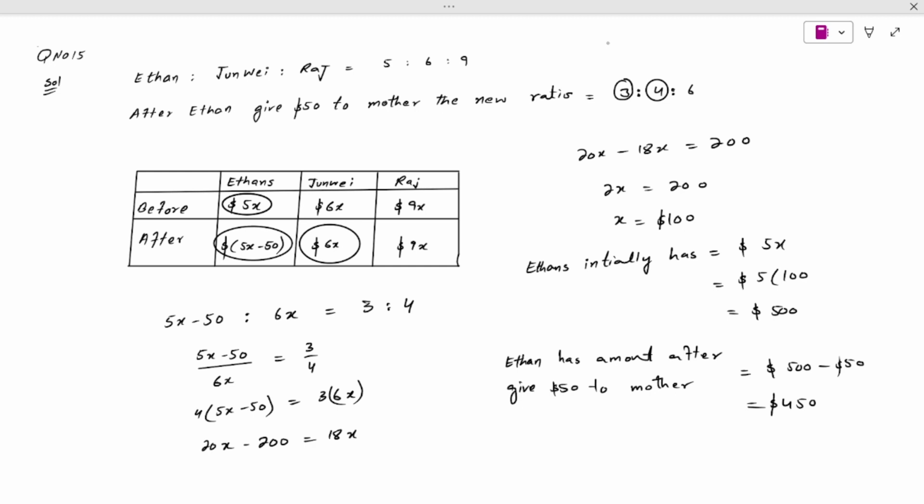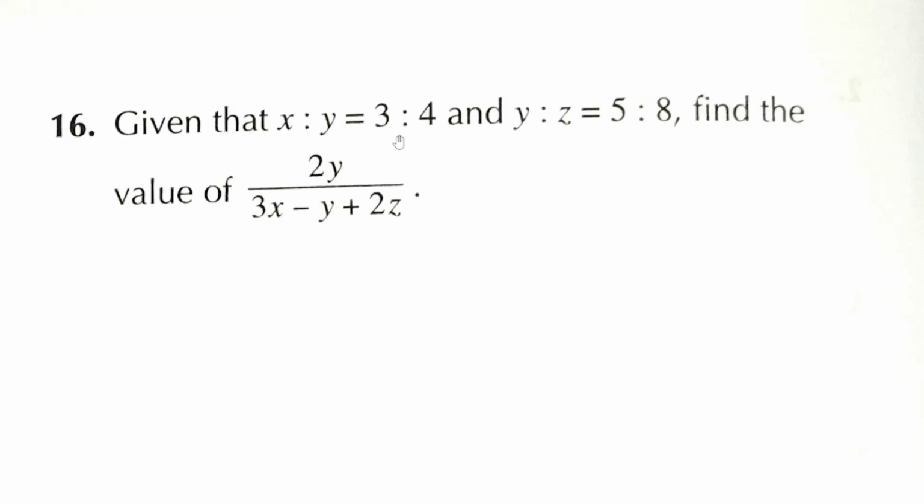So this was the question number 15. Now we will solve the question number 16. So this is the question number 16. Given that x ratio y is equal to 3 ratio 4 and y ratio z is equal to 5 ratio 8, find the value of 2y divided by 3x minus y plus 2z. So this is the fraction whose value is to be found using these two ratios.